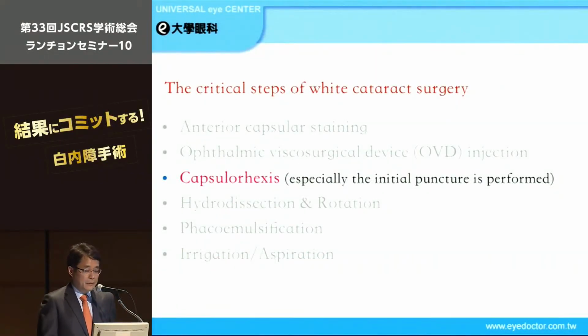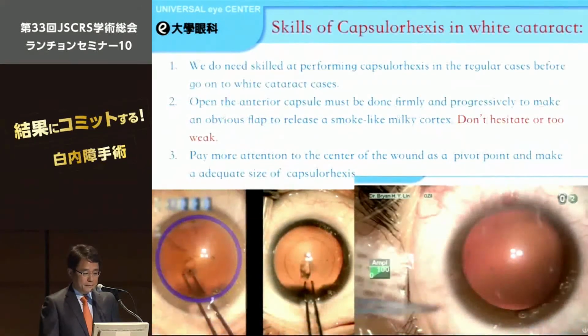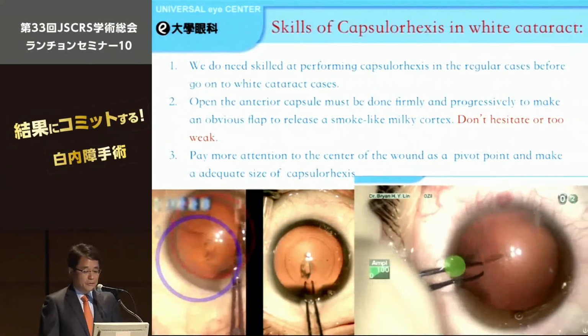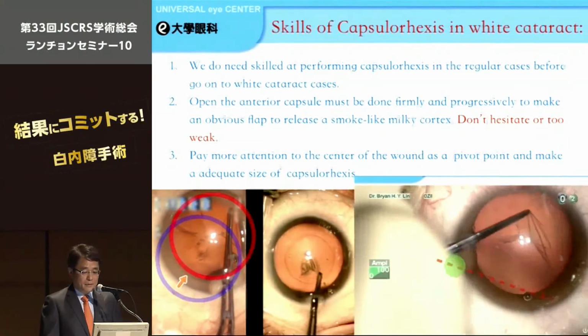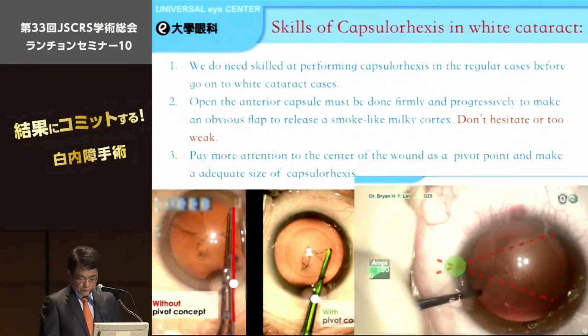The next step is the most important and challenging, capsulorhexis. The worst complication of capsulorhexis in white cataract surgery is an escaping capsulorhexis resulting in capsular tear. We do need to be skilled at performing capsulorhexis in regular cases before going on to white cataract cases.